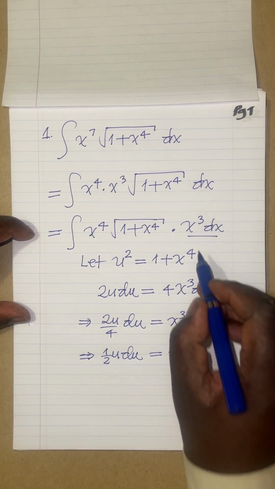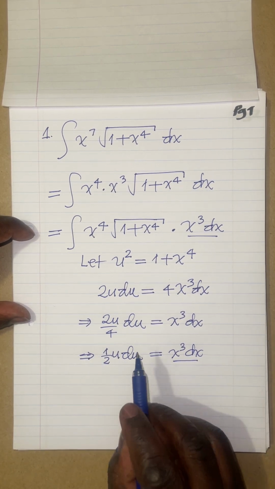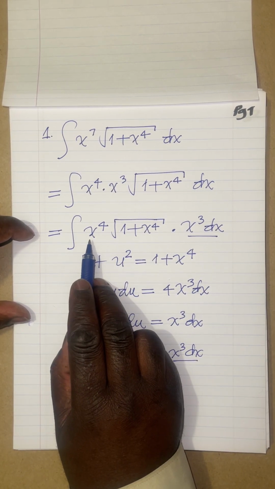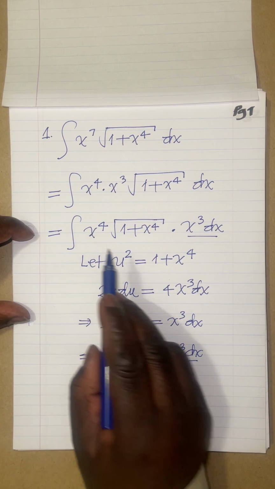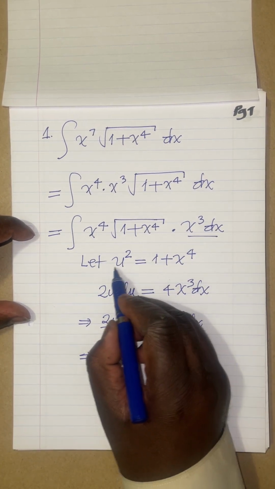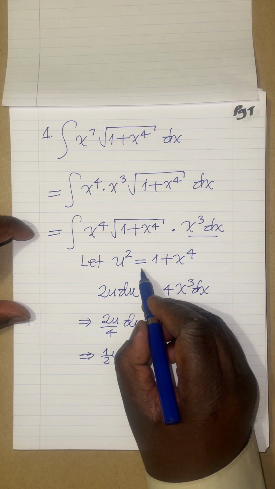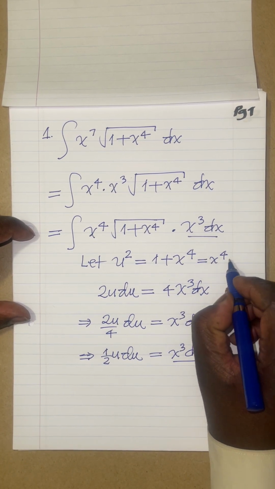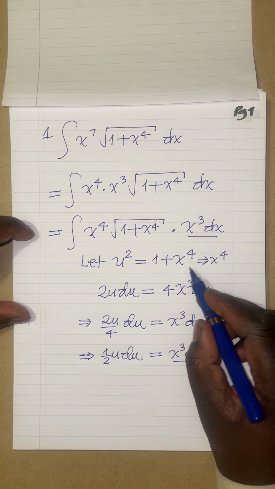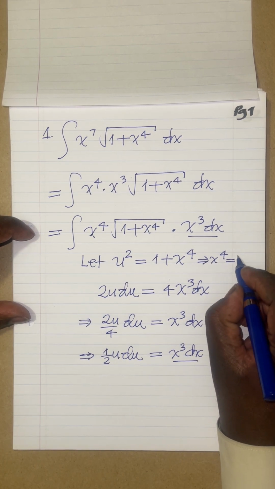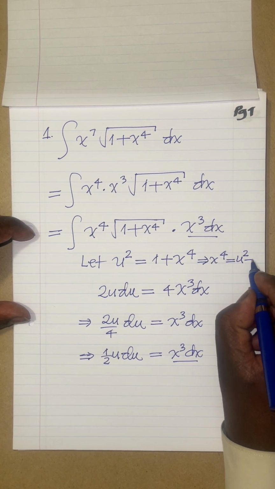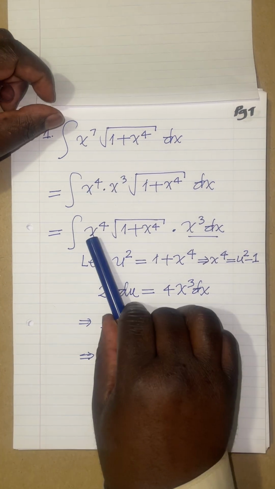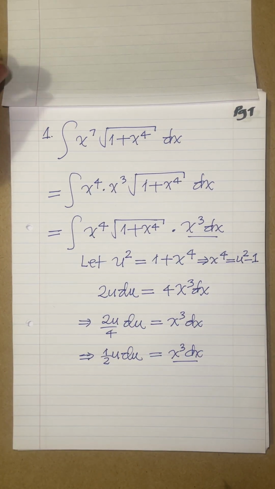Now that expression has to be replaced by that. Under the square root sign, I'm going to have u squared. And outside here, I have x^4, which means this equation here must be solved in terms of x^4. In other words, I have to make x^4 the subject of the formula as follows. What is x^4? Well, you can see here that it's actually u squared minus 1. So now I have to perform triple substitution, this expression, that one, and that one, as follows.